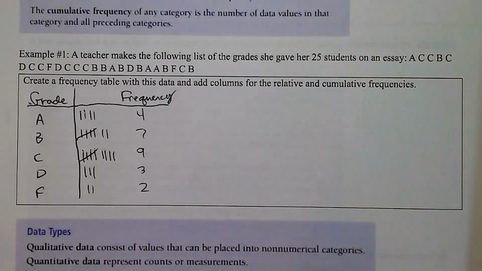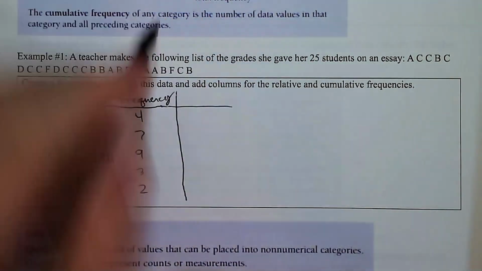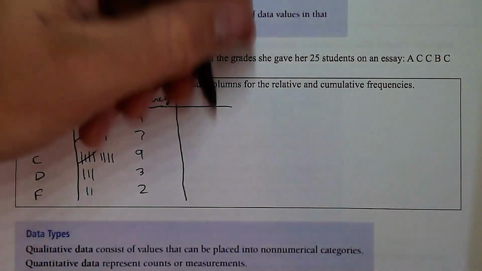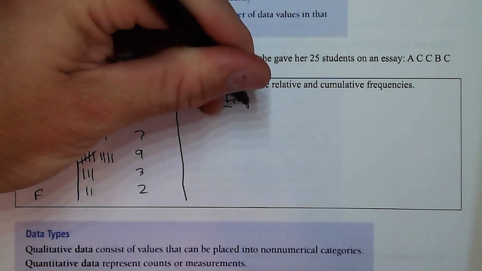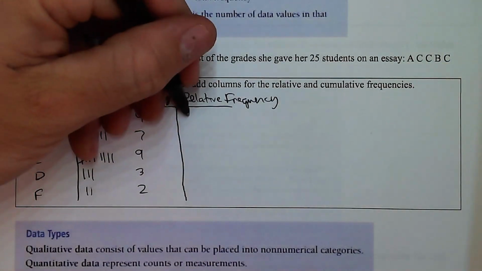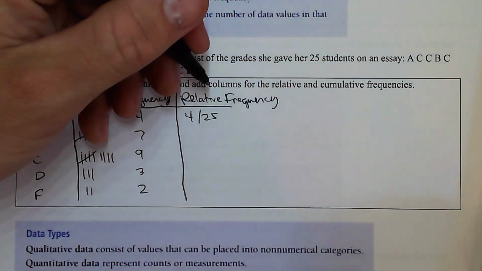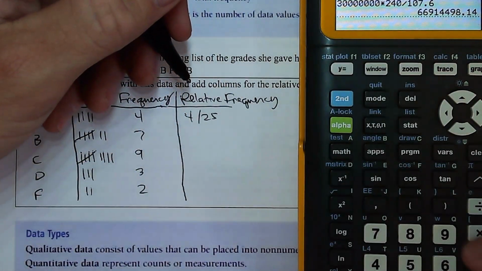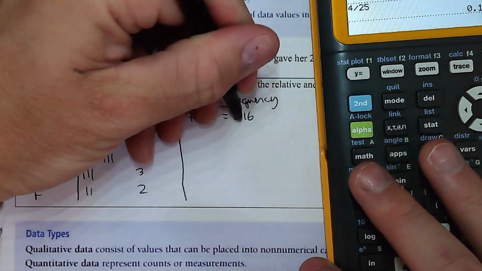Now, relative frequency means relative to the rest of the group. So we have 25 grades. Here's how you do a relative frequency. Not too bad. For a relative frequency, we take the number in that outcome divided by the total number in the class. So 4 divided by 25. Now 4 divided by 25 should be 0.16. You don't believe me? So 0.16 is your relative frequency.